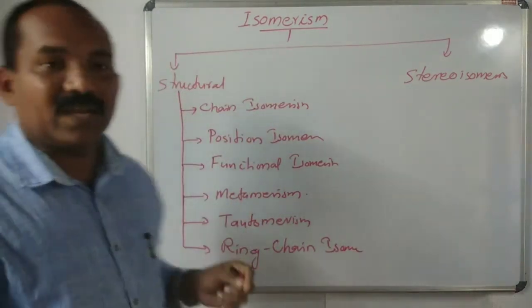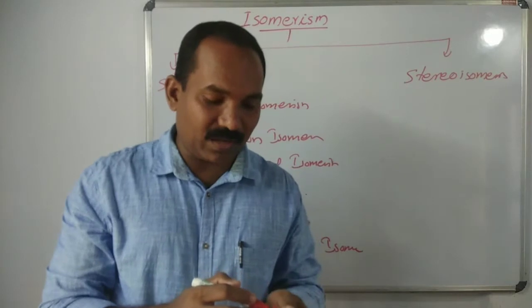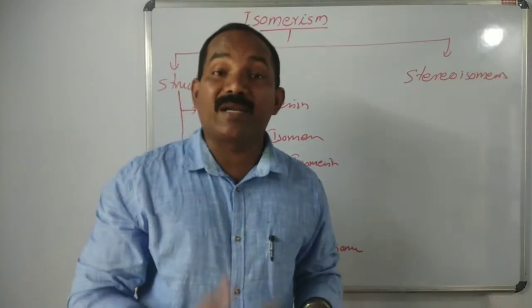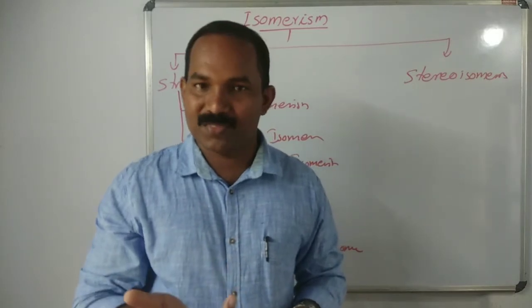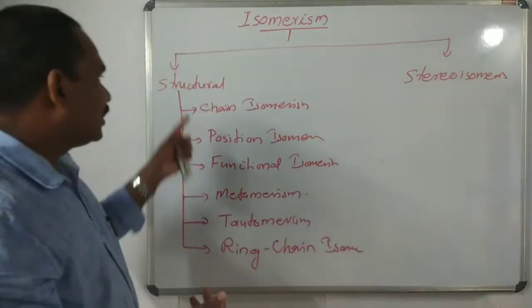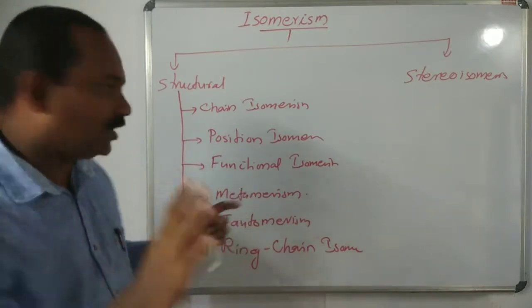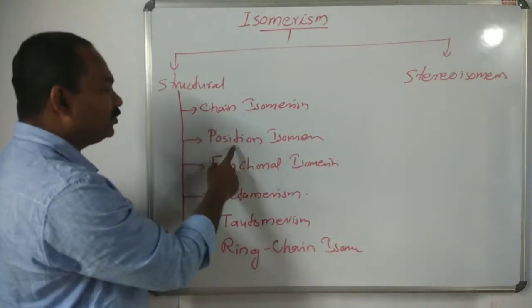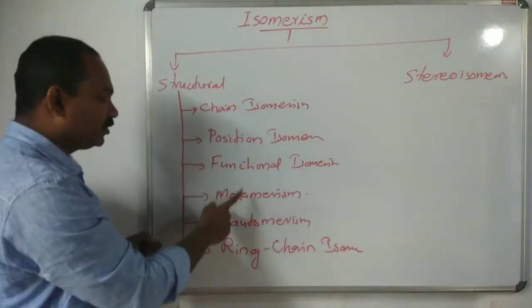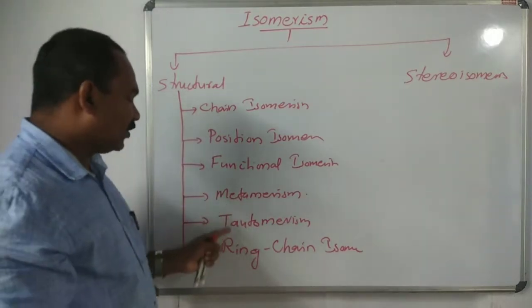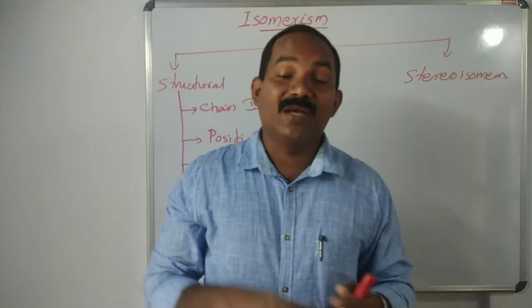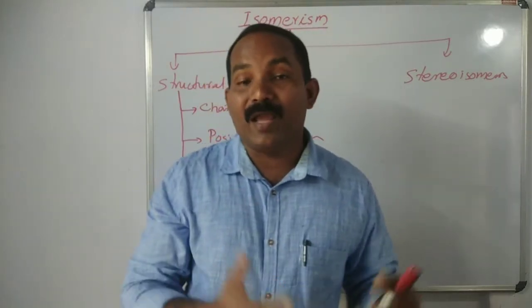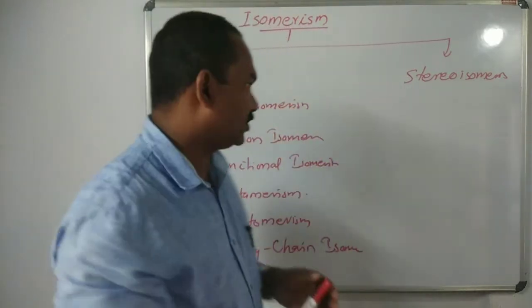Structural isomers are compounds having the same molecular formula but different structural formulas. In structural isomerism there are mainly four: chain isomerism, position isomerism, functional isomerism, metamerism. Tautomerism and ring chain isomerism are not in the syllabus. You have to study them for entrance or competitive examinations.